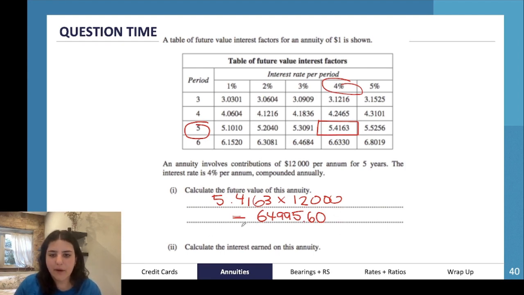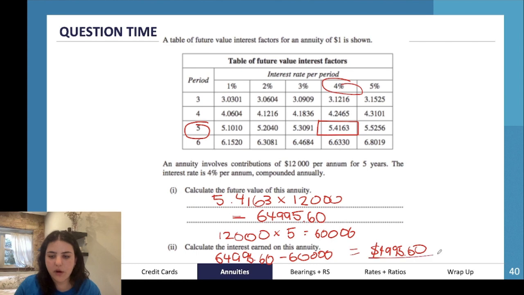Calculate the interest earned on this annuity. We need to find the amount that we contributed. So 12,000 times 5, and that should give us 60,000. And so all we have to do is subtract that from our previous answer. $64,995.60 minus 60,000 is going to give us $4,995.60 worth of interest.